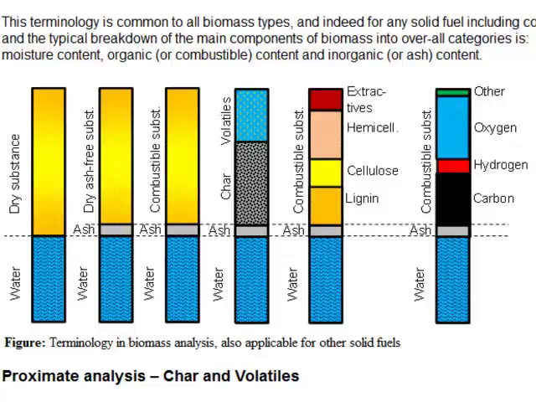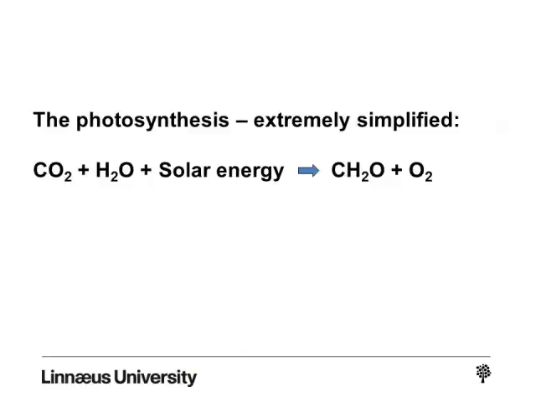Now, the reason that the combustible substance is composed by carbon, hydrogen, and oxygen is that these are the elements that are involved in the photosynthesis reaction, as shown on this slide, where the photosynthesis reaction is extremely simplified. It's simplified to the extent that this is not a correct description of the photosynthesis, but it gives a qualitative description. So carbon dioxide is taken up from the atmosphere.